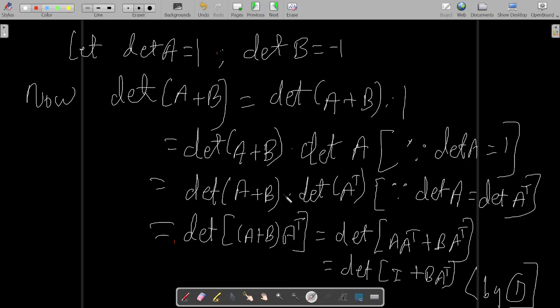Then we know this very well, that determinant of A and determinant of A transpose are equal. So write this as it is and replace A with A transpose, because both are the same thing. The determinant of the original matrix and its transpose are the same. So determinant of A plus B into determinant of A transpose.